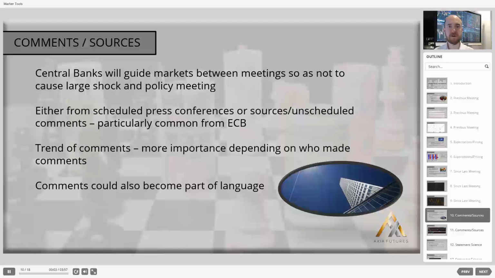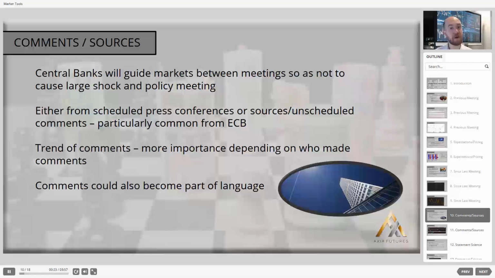Next area you want to be looking at, I know this does seem like a lot, but this is why, as I say, I'm going to give you a framework, a very simple way of condensing all this information into the very pertinent stuff you need. Next up, sources, comments. So what happens is central banks try and guide the market between meetings.